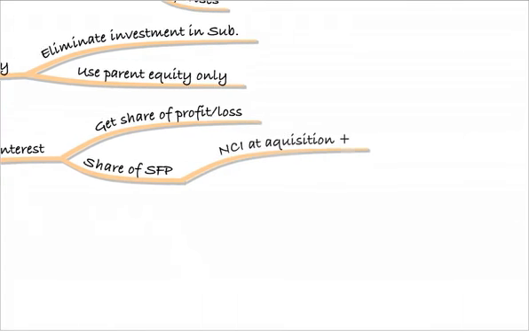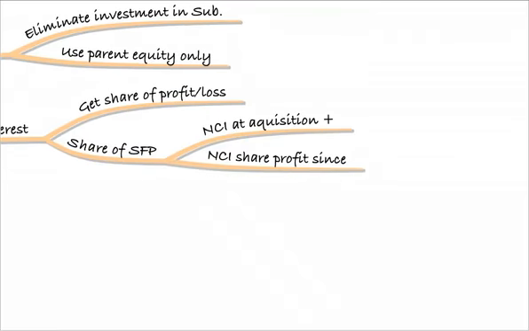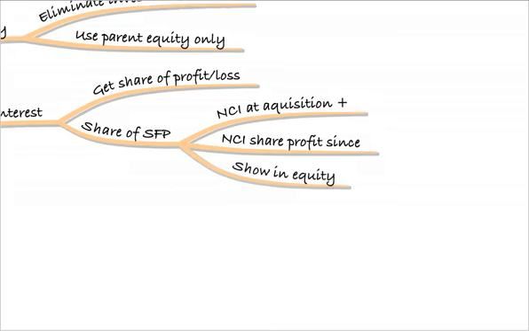So that will be our non-controlling interest at acquisition, plus the non-controlling interest share of profit since acquisition, and this is all shown in equity. And that's where you will see it when we go through the questions. So when you're going through the questions, you're calculating your non-controlling interest, you should be thinking, yes, IAS 27 says that it's the non-controlling interest at acquisition plus their share of the profit since then, and that needs to be shown in equity.